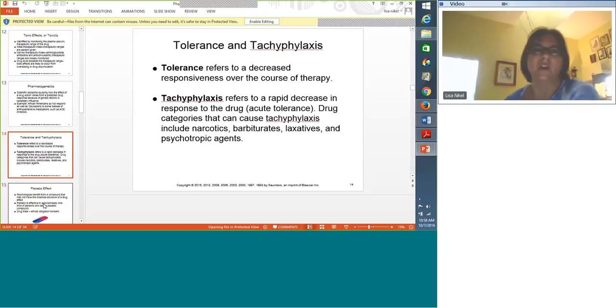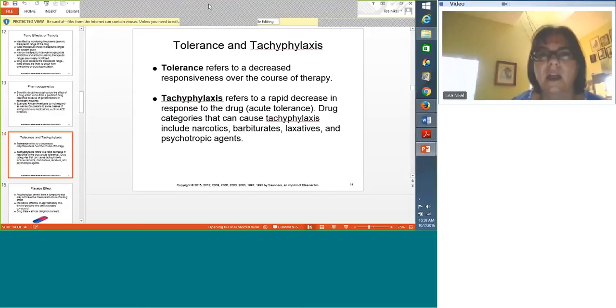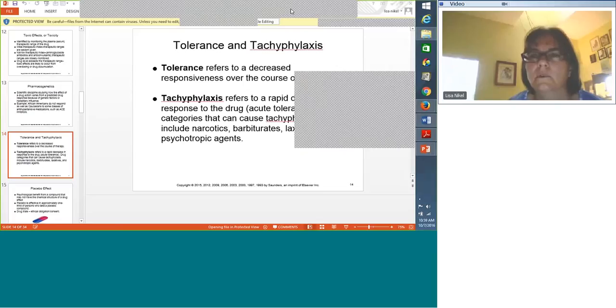Two other words you'll want to know: tolerance and tachyphylaxis. Tolerance refers to a decreased responsiveness over the course of therapy. So tolerance is when you've been giving a client a medication and all of a sudden they need a higher dose to get the job done. What do you think is a common category of medication that clients develop tolerance to? Opioids. So yes, pain medication, narcotic pain medication.